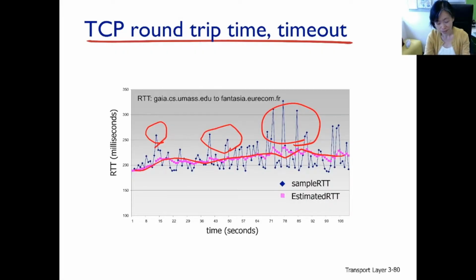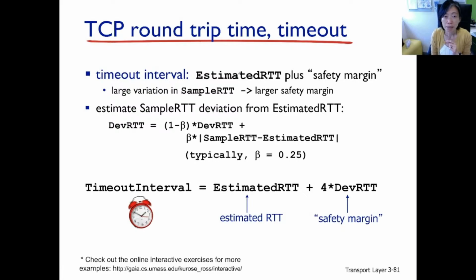So there's more. Therefore, in TCP, the timeout interval is the estimated RTT plus a safety margin. So estimated RTT is what? The average. And the timeout interval should be the average plus a safety margin, such that all these sample RTT fluctuations in the middle will be covered. Or, the more sample RTTs covered by the safety margin, the better. The challenge next is to set the safety margin.